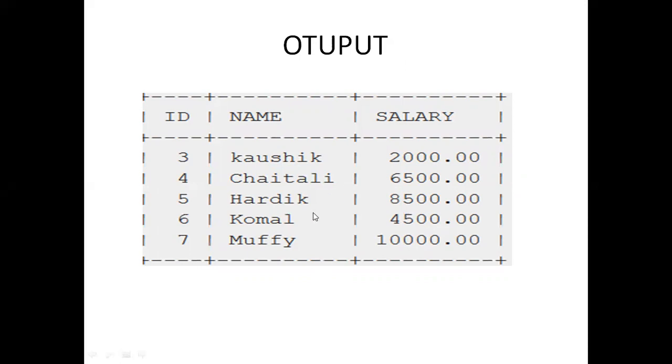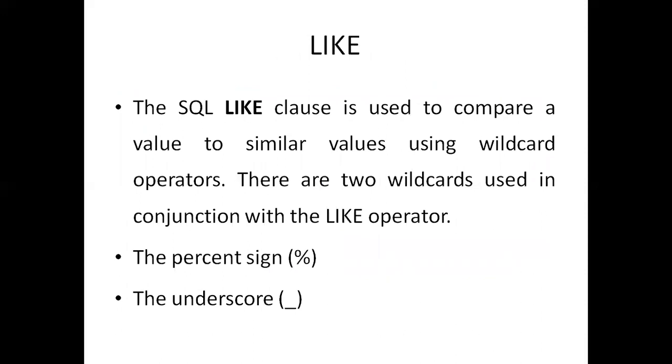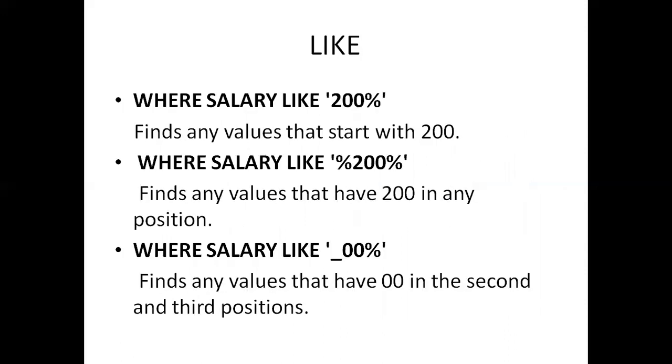Okay, then the next operator is the LIKE operator. The LIKE operator is used for string matching. These are also called wildcards. These are the two wildcards that you can use. One is percentage and the other one is underscore. We'll see how that works.